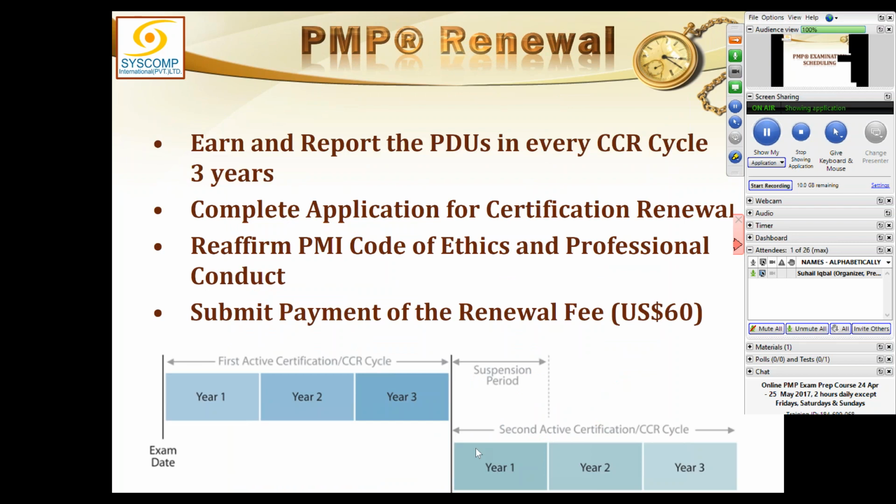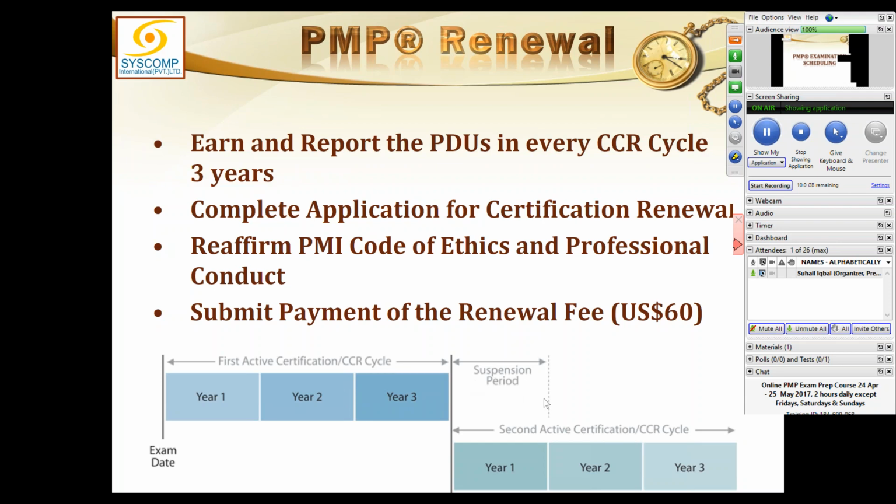This is how your CCR cycle will look. Your exam date, when you pass the exam, your 3 years start, 1 year, 2 year and 3 year. By the end of 3 years, you should have gained 60 professional development units and you should have paid a renewal fee of $60. If you don't do that, your PMP status will be suspended for 1 year. And during that 1 year, you will be provided an opportunity to complete that requirement of 60 PDUs and pay $60.